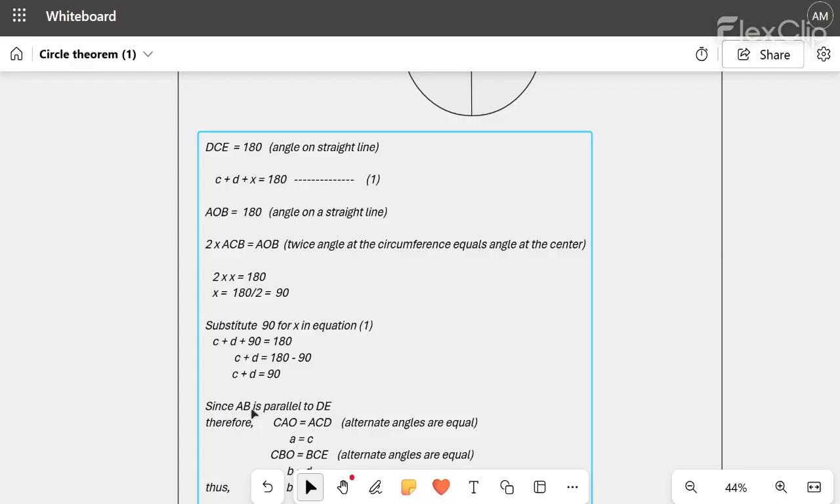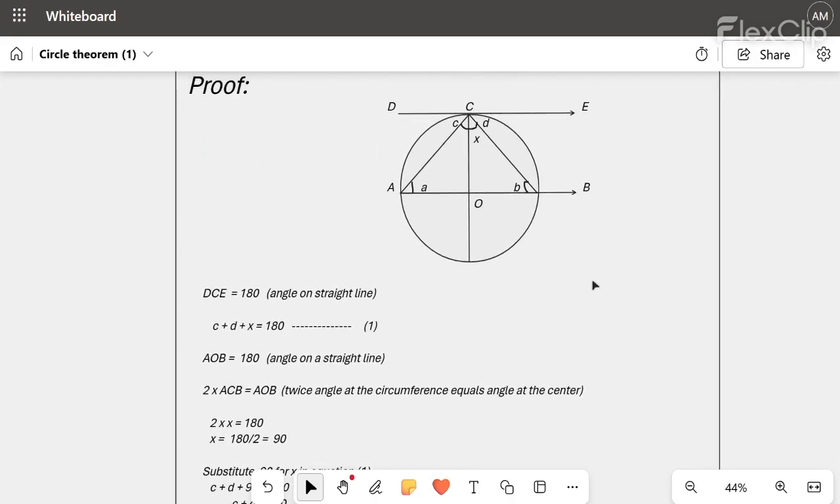Since line AB is parallel to line DE, angle CAO is equal to angle ACD. Why? Because alternate angles are equal, as we know from basic geometry. Now, what does that mean? It means that if a transversal line passes through the parallel lines, the angle that is here, which is angle A, is always equal to the angle that is here.